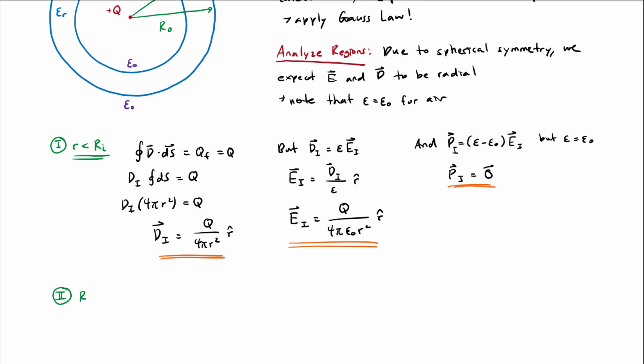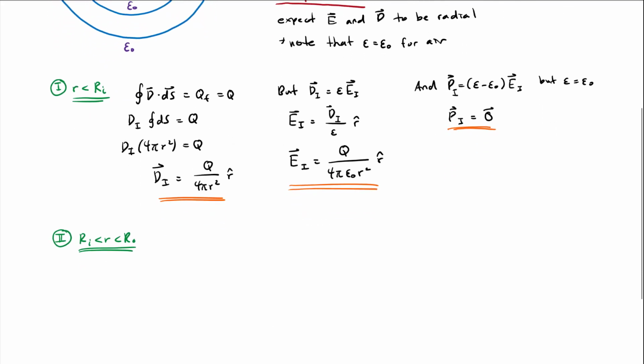The next region we want to analyze is that between Ri and Ro. Let's start again with Gauss' law. Similarly, we have D in the second region multiplied by 4 pi r squared equal to the enclosed charge, which is simply Q. So we note that we have the exact same answer as before. We have Q over 4 pi r squared, r hat.